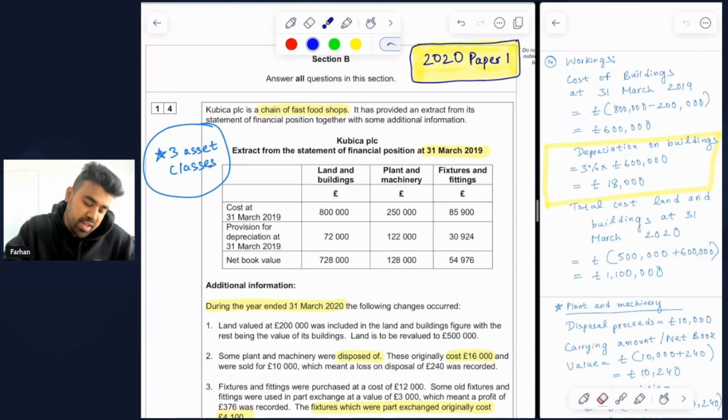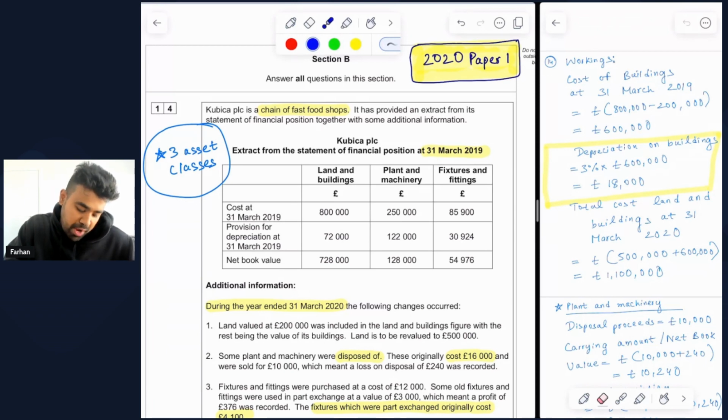Now that we have all the workings sorted out, let's fill in everything for the schedule of non-current assets. So we have already taken care of the fixtures and fittings column, so we won't be discussing that again, but let's start with land and buildings. To begin with, at 1 April 2019, we had £800,000 for land and buildings together.